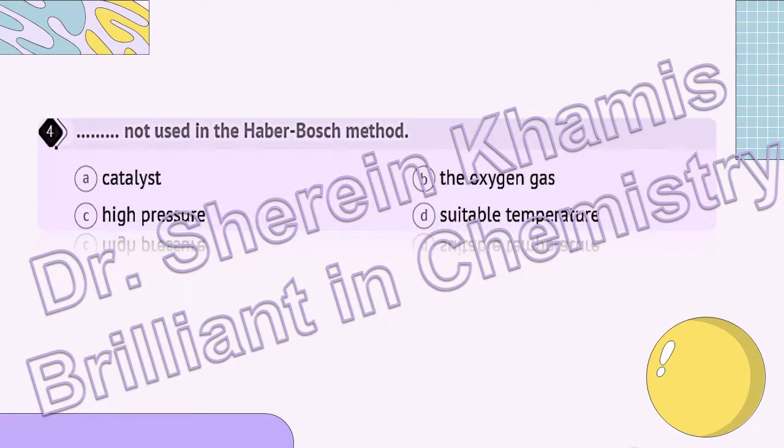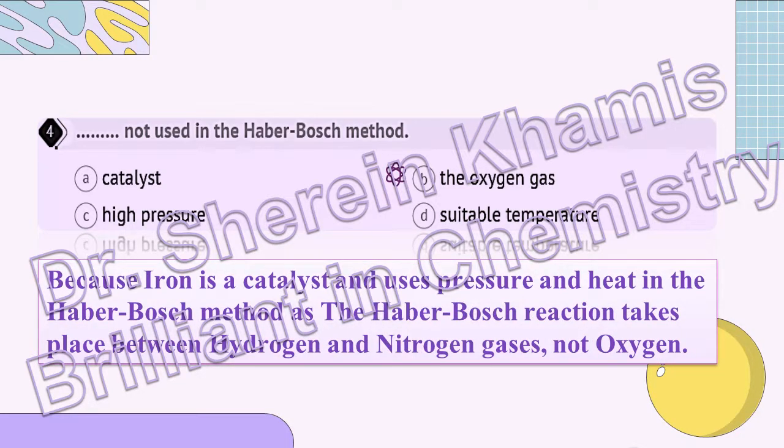Question 4 asks what is not used in the Haber-Bosch method. It is one of the processes that depends on iron as a catalyst. In the Haber-Bosch method, we have iron as a catalyst, and it uses pressure and heat. The reaction takes place between hydrogen and nitrogen gases, not with oxygen.